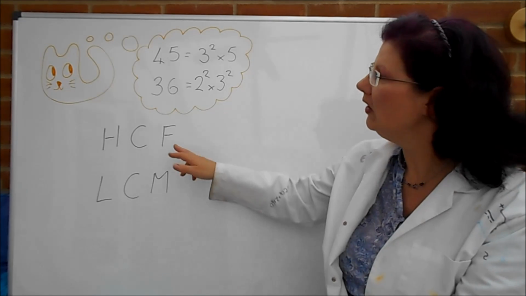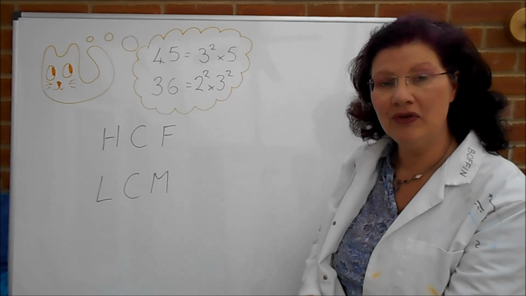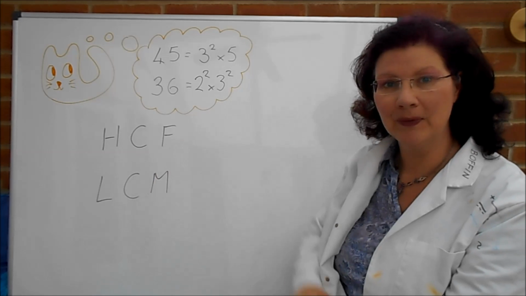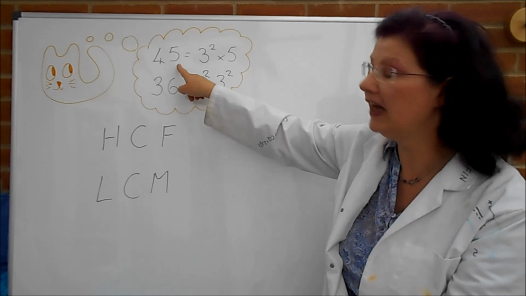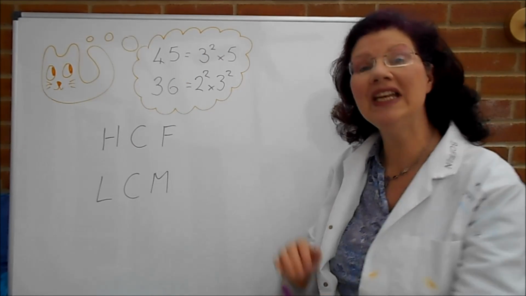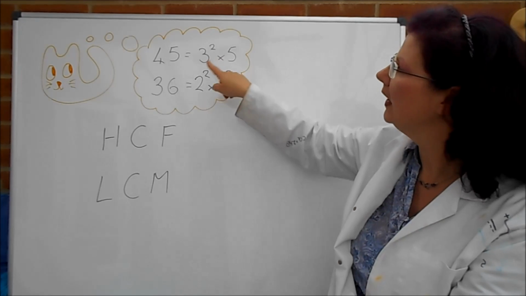Okay, so we are looking for the factors of 45. We're also looking for factors of 36 because they need to be common factors. Okay, for example, a common factor of there would be 3. There's 3's in there and there's 3's in there, but it's not the highest common factor. So we need the highest common factor, the thing that's in both of them and is the biggest.